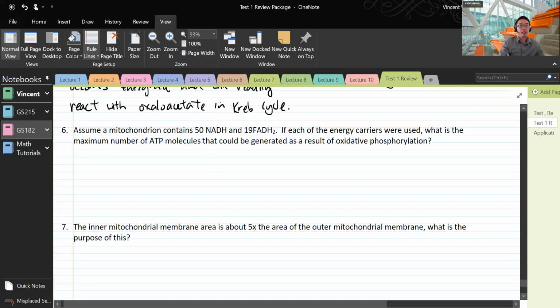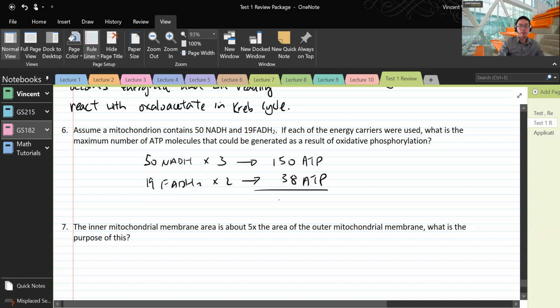All right. It's correct. 188 is the correct answer. It's very simple. 50 NADH, we will multiply by 3. That's going to give us 150 ATP. 19 FADH2, we will multiply by 2, which will give us 38 ATP. And if you add them together, we are going to have 188 ATP under ideal conditions.